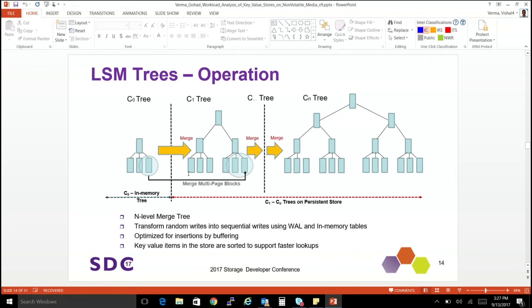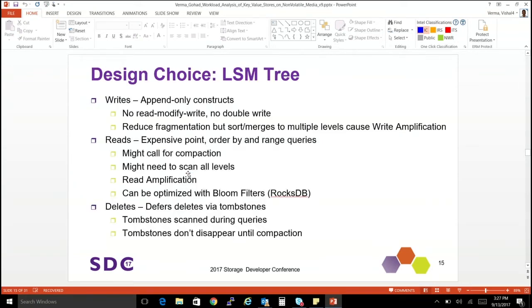And C0 in this picture is in memory, which is where every write comes, and it's pretty fast. So it's optimized for insertion by buffering, and it supports faster lookups because of the compaction I was talking about, which sorts the keys in the background, and that helps with faster lookups.